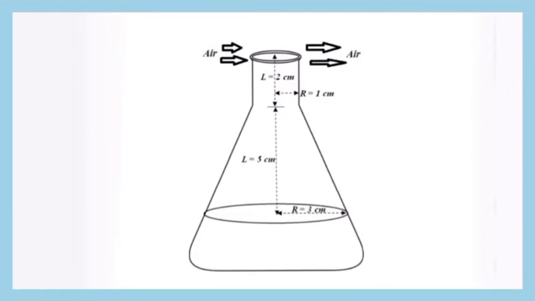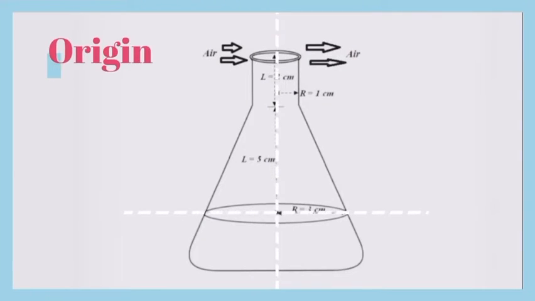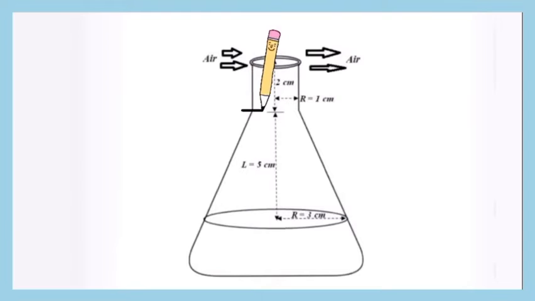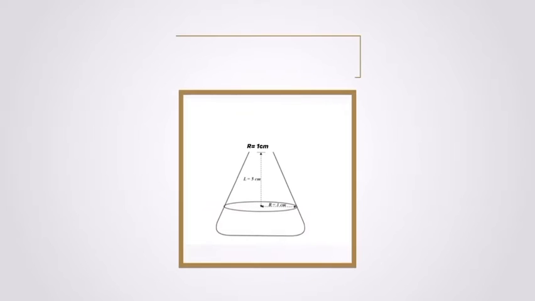As you can see, the flask has two parts, one cylindrical part and one conical part. To do the shell balance, it is important that we fix the origin. The origin will be fixed as shown. To do this question, it is important that we split it into two parts: one is the conical part and one is the cylindrical part. First, we will consider the conical part.